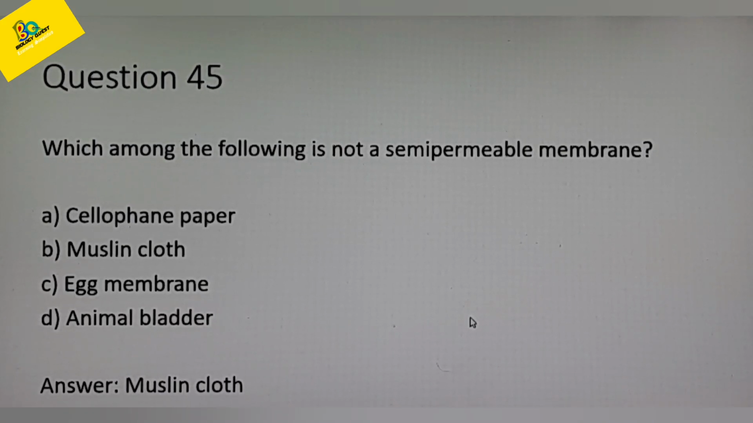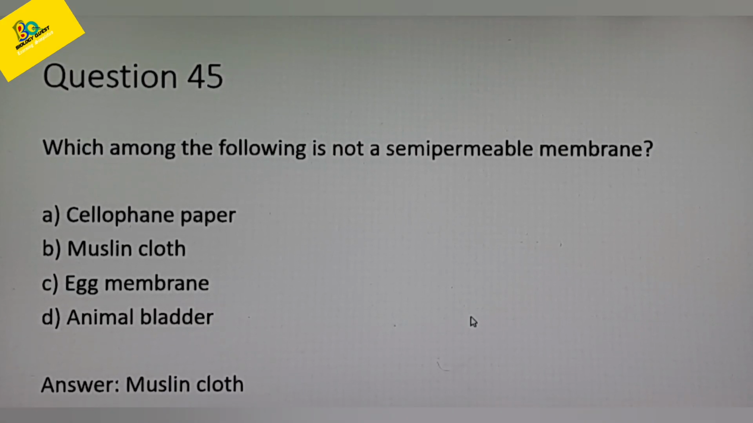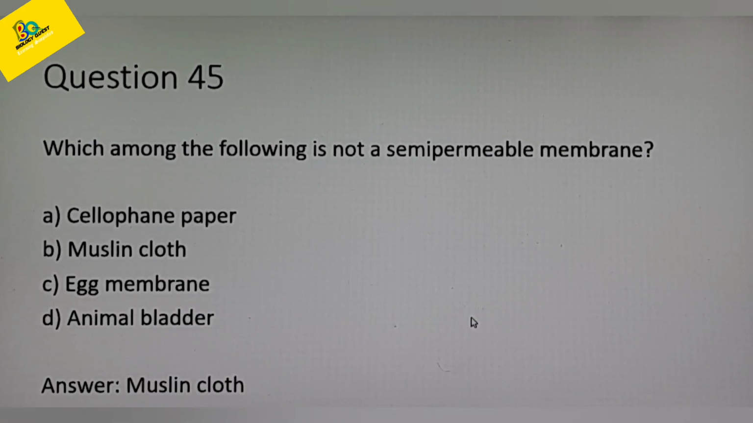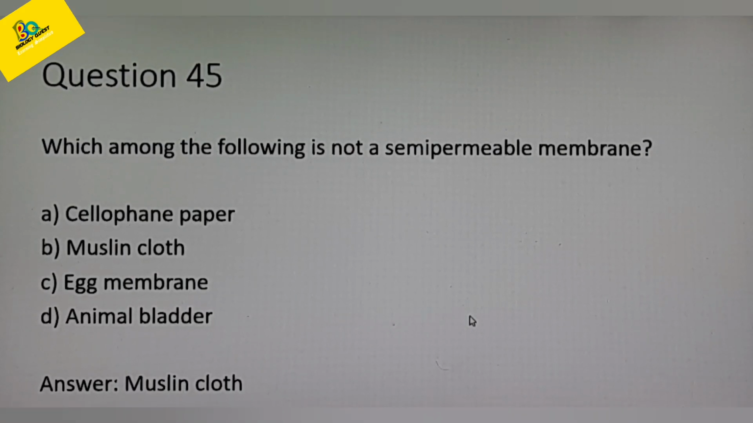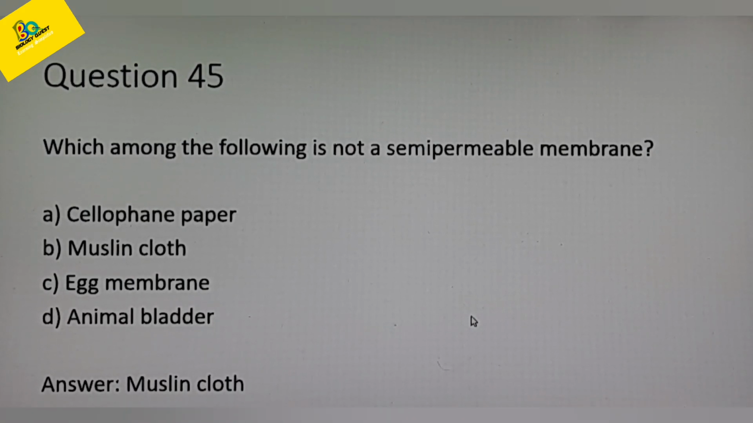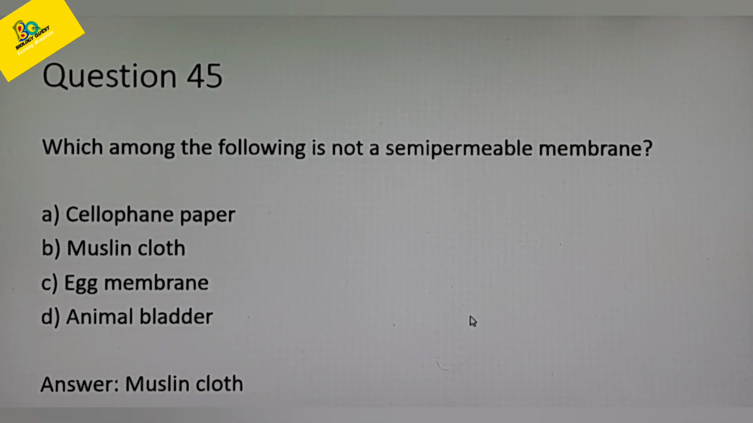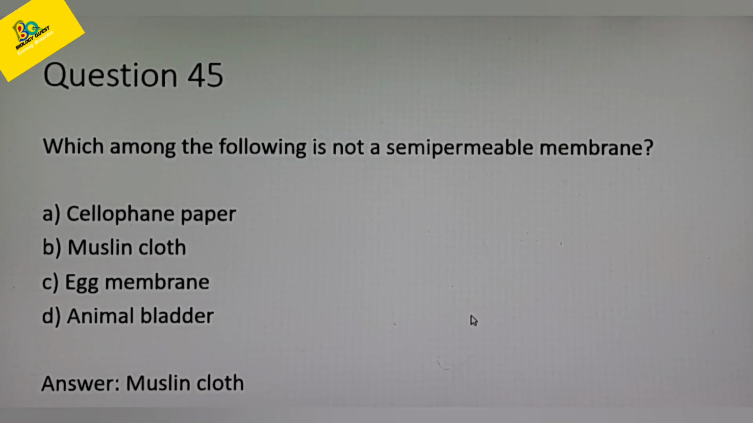Muslin cloth is an example of a freely permeable membrane because it allows all molecules to pass through it. So the correct answer is option B, muslin cloth. Muslin cloth is not a semi-permeable membrane, while all the others can be used as semi-permeable membranes.